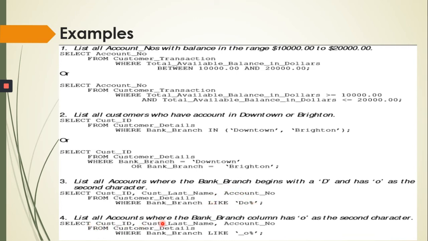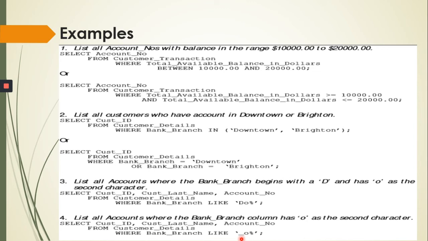Now list all accounts where the bank branch column has O as the second character. Okay, so the first character may be anything. Select customer ID, customer last name, account number from customer details where bank branch LIKE. The first character may be anything. We have to satisfy only this condition, that O is the second character. So we write over here '_O%', and at the first position it may be any character.